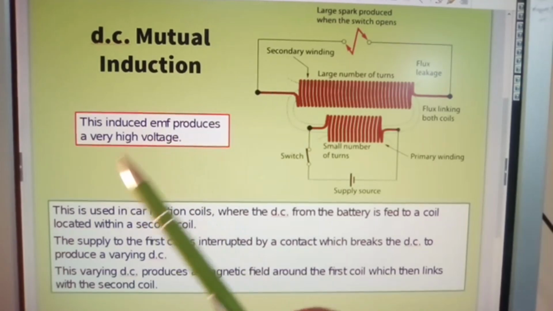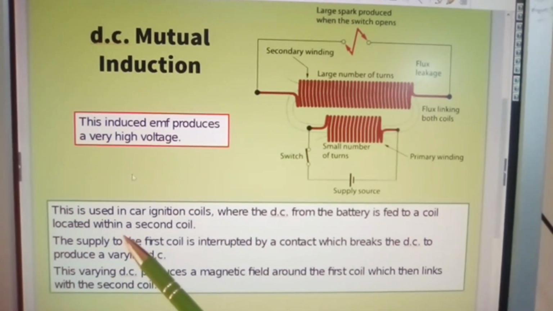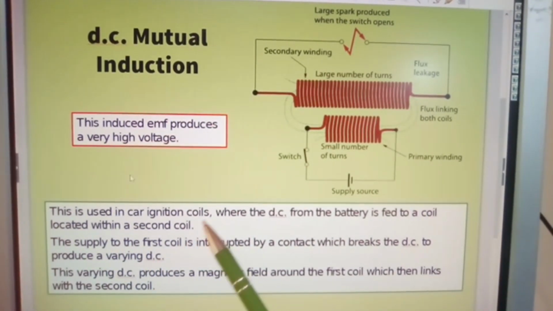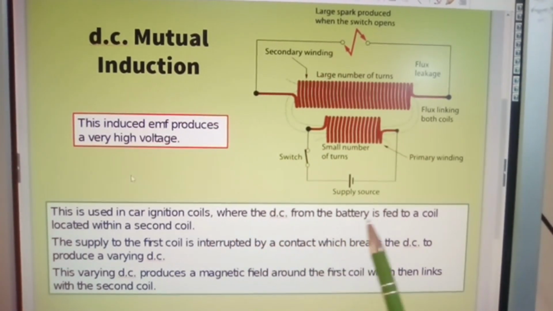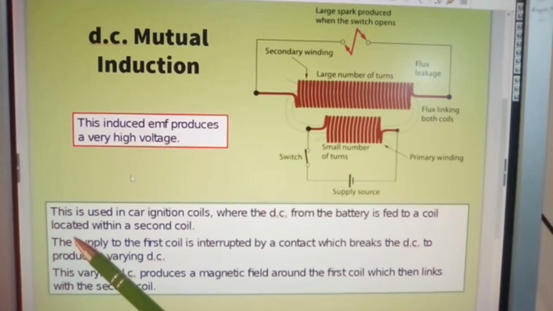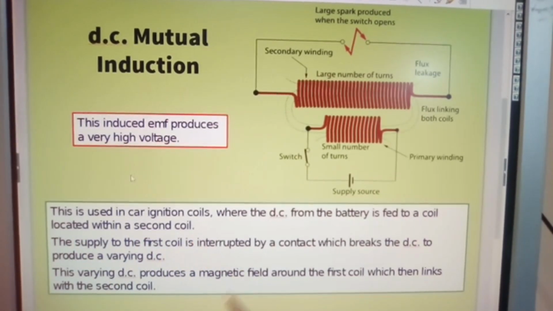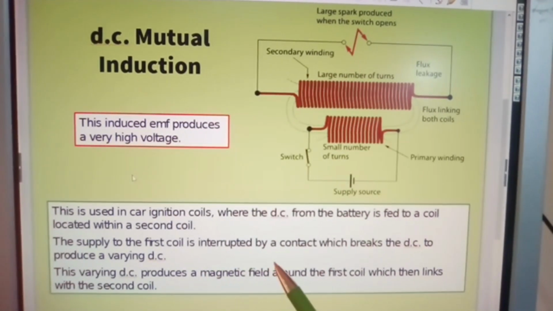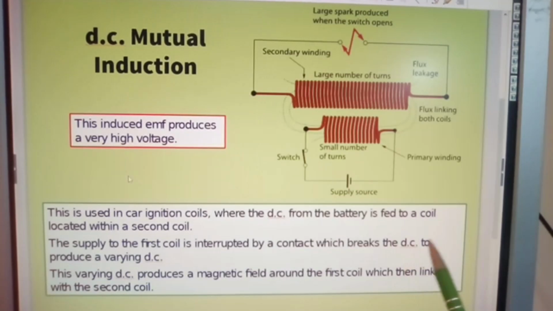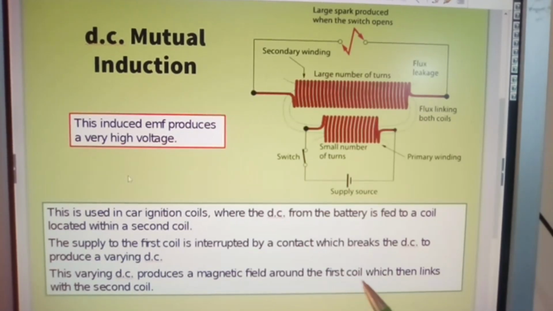This induced EMF produces a very high voltage. This is used in car ignition coils. So I was talking the right stuff. Where the DC from the battery is fed to a coil located within a second coil. The supply of the first coil is interrupted by a contact which breaks the DC to produce a varying DC. This varying DC produces a magnetic field around the first coil, which then links with the second coil. Okay?